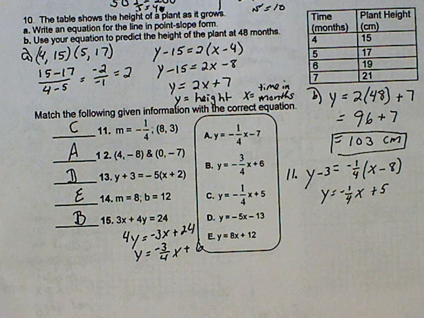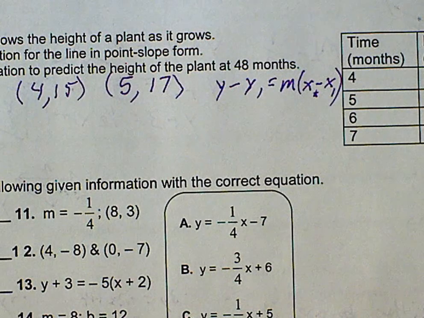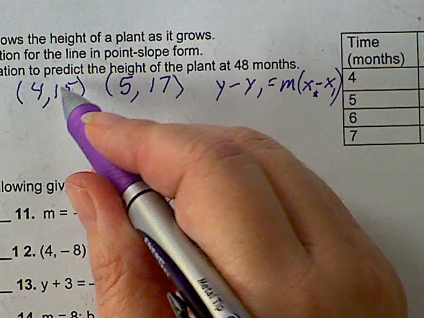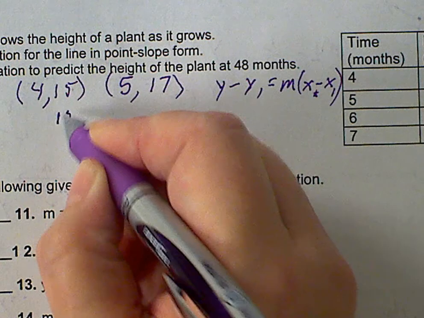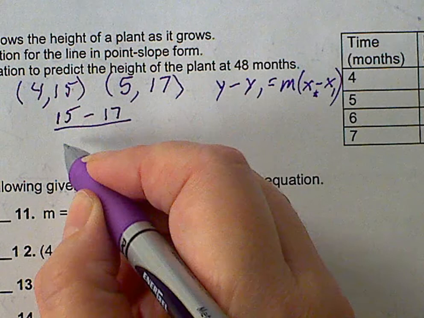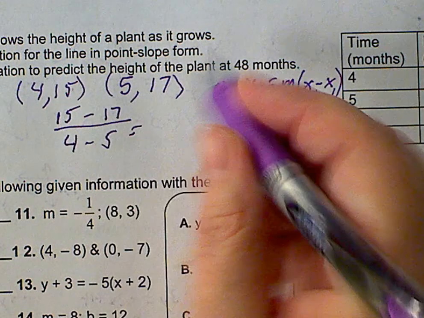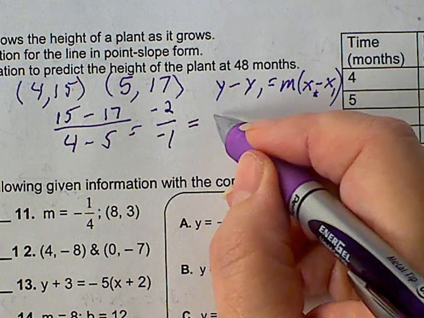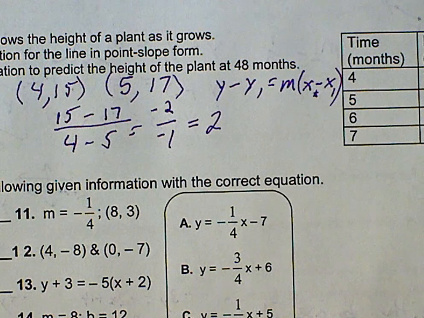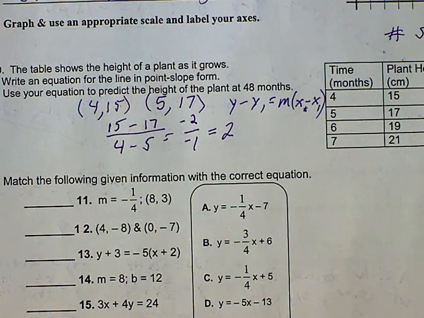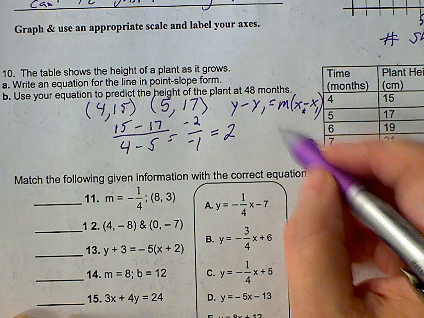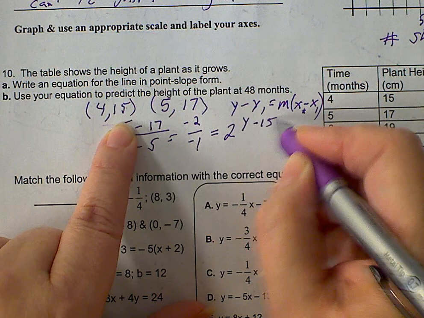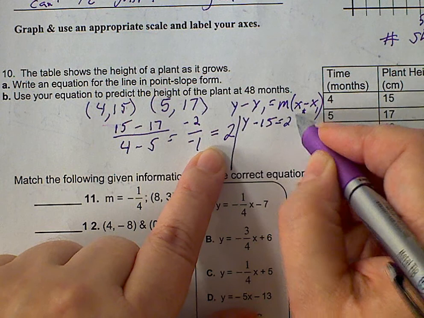All right, now that we have 2 points, how do I find my slope? I subtract my y's over subtracting of my x's. So 15 minus 17 is negative 2. 4 minus 5 is negative 1. So my slope is 2. Then I have to insert it into this equation. So I have, and it doesn't matter which one you use, y minus 15 is equal to my slope of 2 times x minus 4.